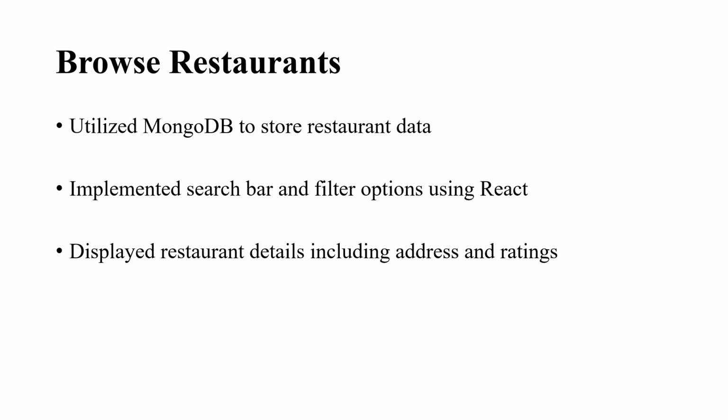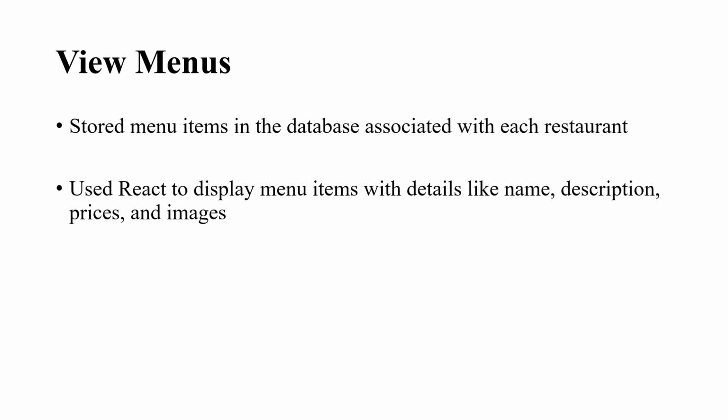And then displayed restaurant details including address and ratings. As I told you, it will already be stored in the MongoDB database, and then that information will be displayed if he or she is searching or browsing for the restaurant, along with the address and the rating. And then view menus.